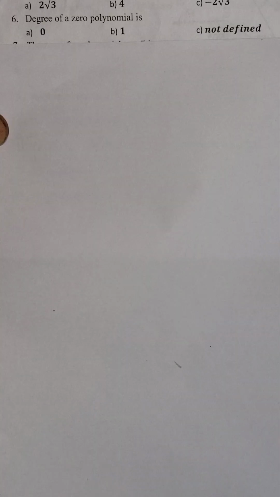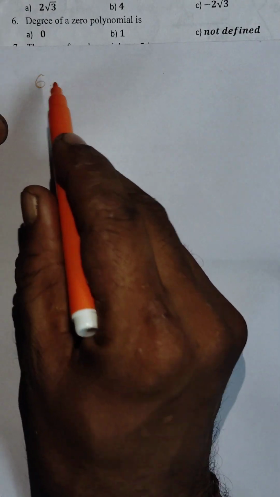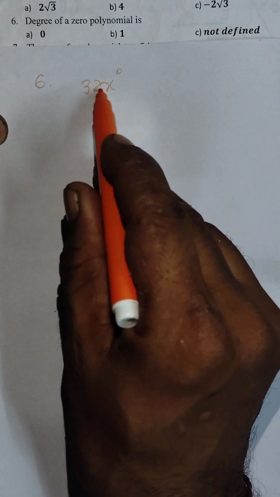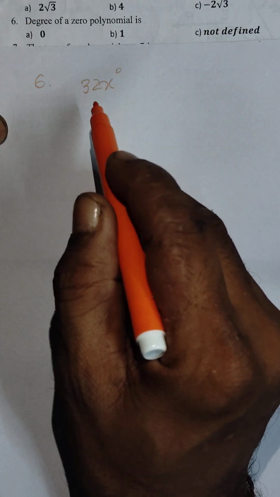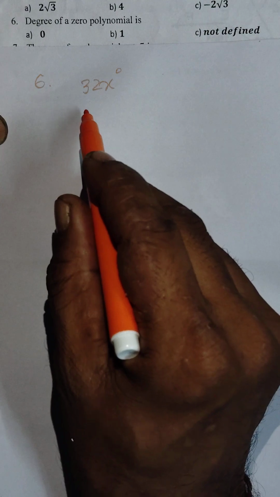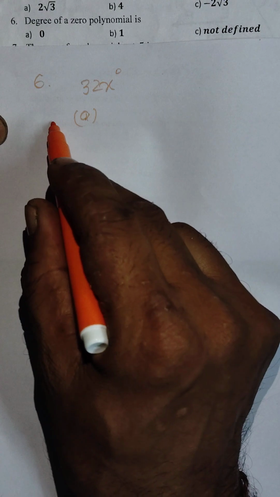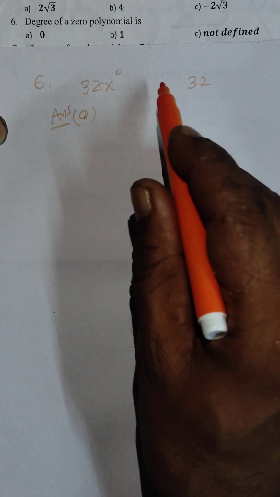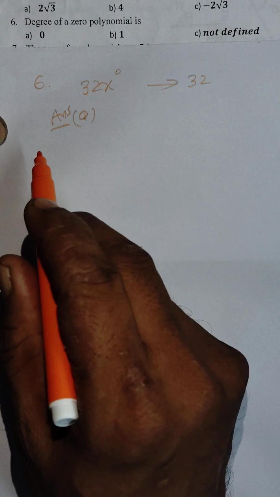Next question number 6. The question is: the degree of a zero polynomial is. So a zero polynomial indicates x power 0 with some coefficient, like 32. So 32 x power 0. Its degree is this x power, which is called the degree. So the degree of a zero polynomial is 0. So A option is correct. 32 x power 0 can also be written as 32, so it has 0 degree. So A option is correct.